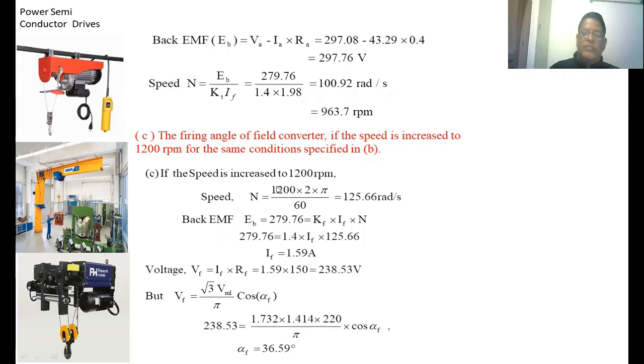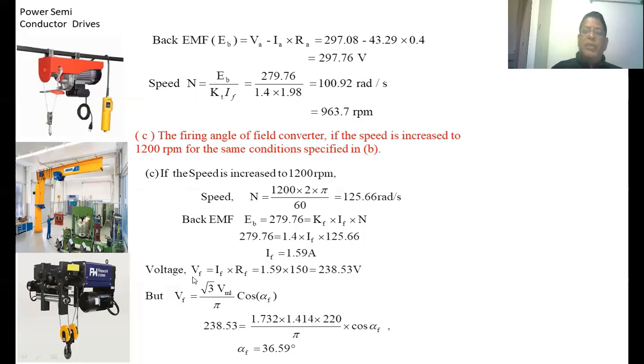Again, you convert this value into radians per second. So we are going to multiply by 2 pi by 60, you are getting 125.6 radians per second. Once we know the speed, you can calculate the back EMF. So back EMF equal to the motor constant into IF into N. But we have to find out the IF value. We know the back EMF. Already we calculated the back EMF, because there is no change in the conditions in B. So you can take the same back EMF, that is 297.76. Here, find out the field current. If you find the field current, you will get 1.59 amperes.